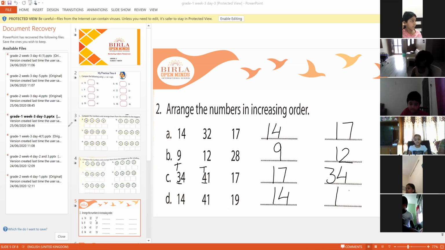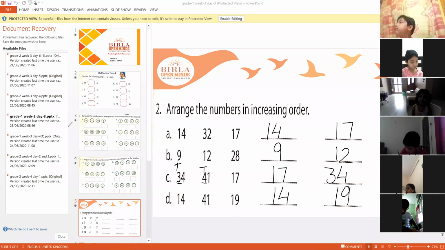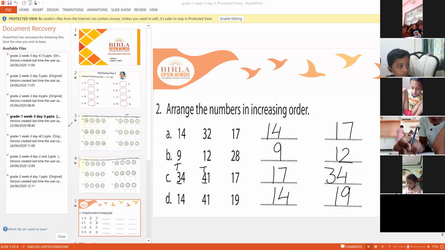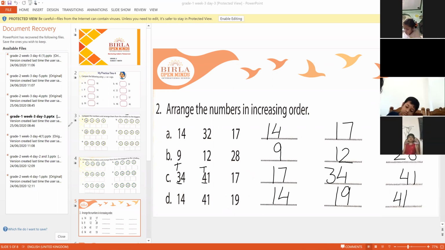1990. Very good. Then last one. 4141. Very good, Pratiksha. 4141. Okay. Good girl. Yes, children.